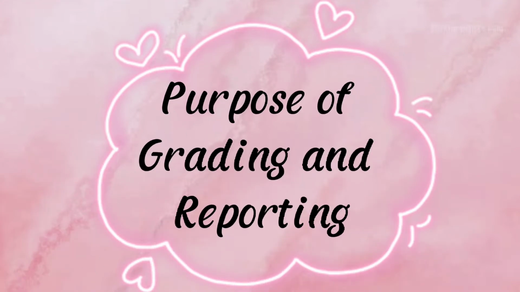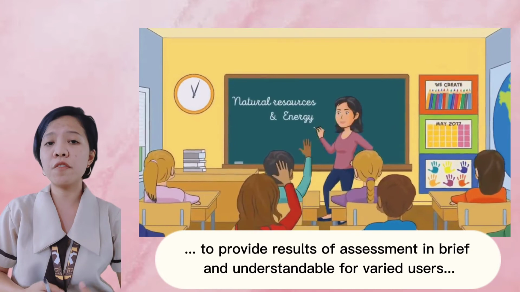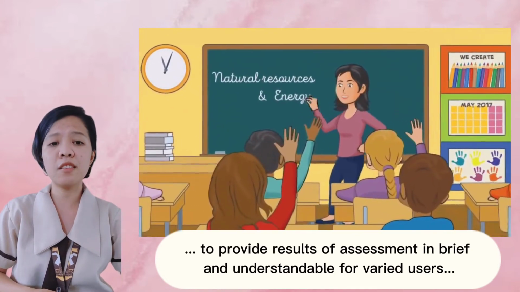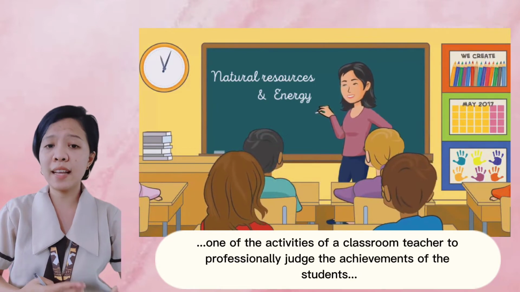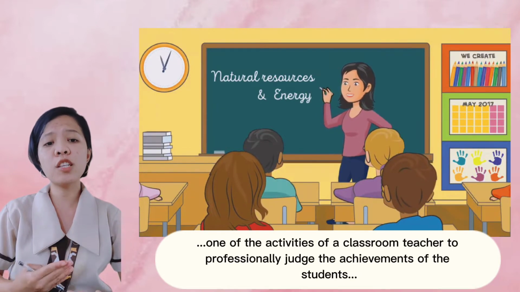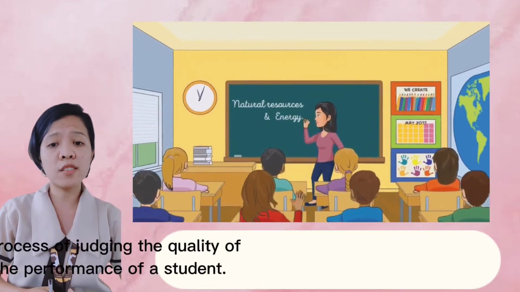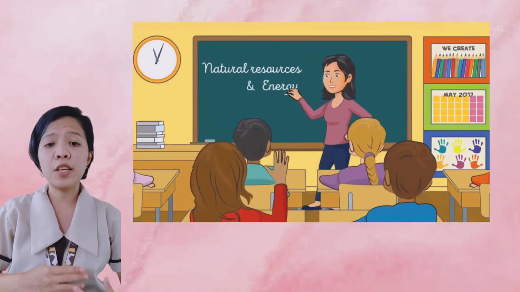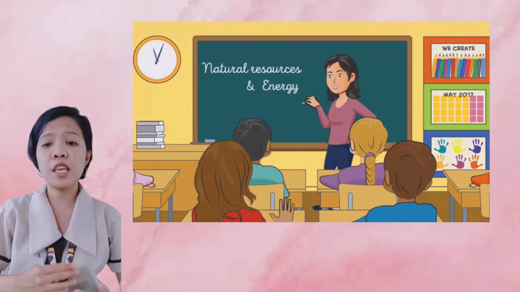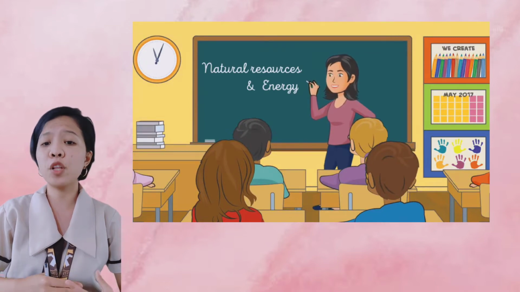Purpose of grading and reporting. The aim of grading and reporting is to provide results of assessment in brief and understandable form for varied users. Grading is one of the activities of a classroom teacher to professionally judge the achievements of the students. It is a process of judging the quality of the performance of a student. This involves the collection and evaluation of proofs regarding the performance or achievements of the learners.